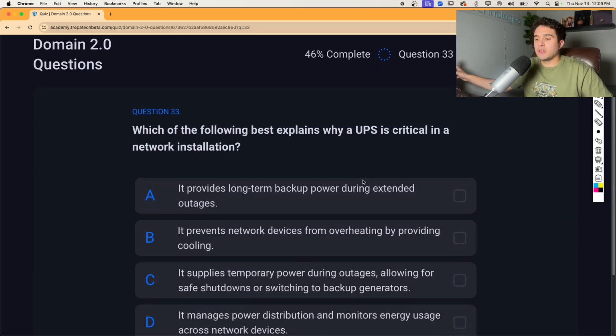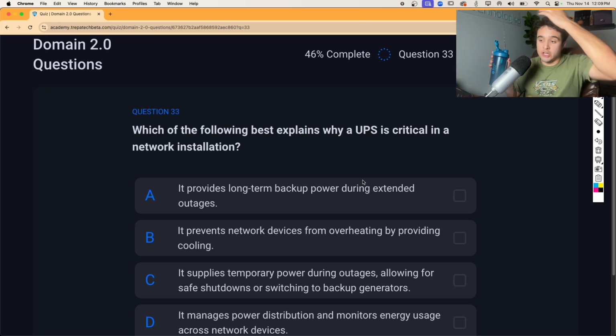Question 33. Which of the following best explains why a UPS, uninterruptible power supply, is critical in a network installation? That's like our battery backup for all of our network devices.